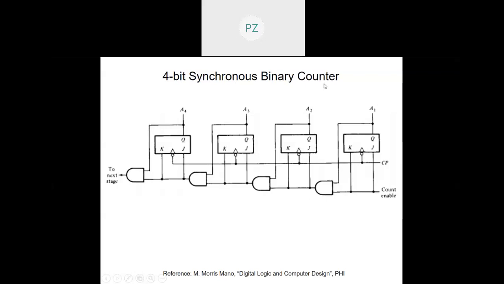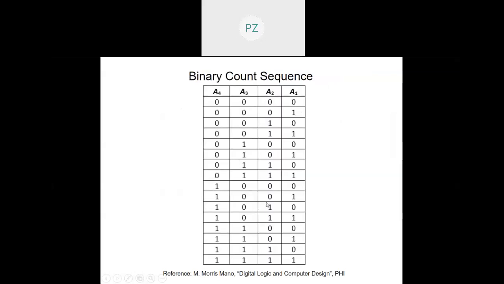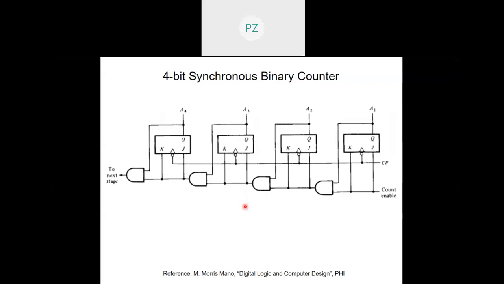As I showed you in the count sequence, this is how counting happens. It toggles at every clock pulse. It toggles only when A1 is 1. And so forth, this will toggle only when both A1 and A2 are 1. This will toggle only when A1, A2, A3 are all 1. Again, it will toggle the next time only when all of A1, A2, A3 are 1. Right? So this is how we get the 4-bit synchronous binary counter.